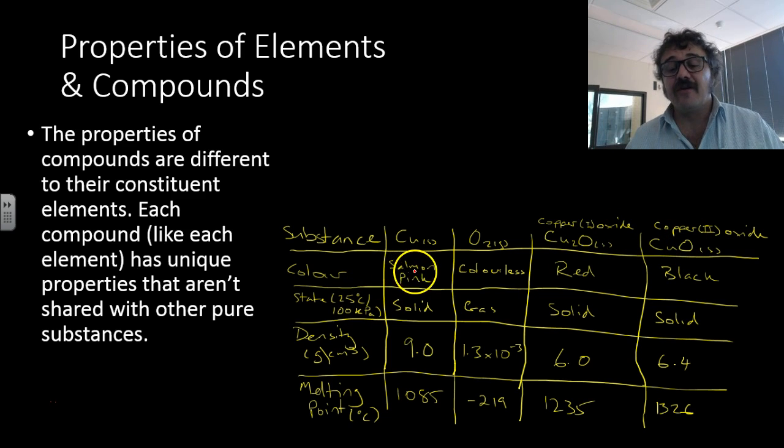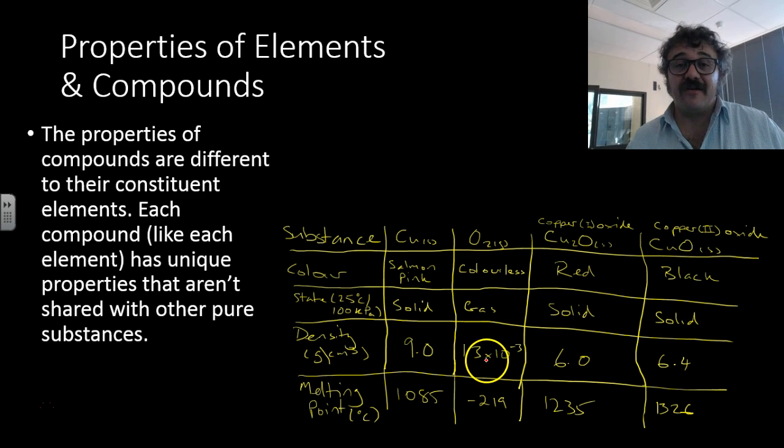The color: copper is salmon pink, oxygen's a colorless gas. Copper(I) oxide is red, whereas copper(II) oxide is black. At 25 degrees, your copper is a solid, as are your copper(I) oxide and copper(II) oxide, but your oxygen is a gas. Your density is about 9.0 grams per centimeter cubed for copper. Copper oxide is about 6.0 and zinc is about 6.4, but at 1.3 times 10 to the minus 3 grams per centimeter cubed, oxygen is not dense at all, and this is because it's a gas.